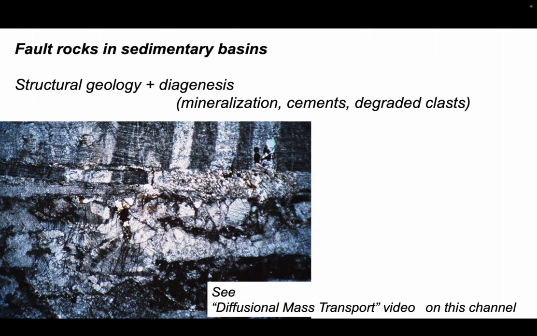So fault rocks in sedimentary basins is not just simply about the structural geology. Diagenesis is also fundamentally important, controlling mineralization in fracture porosity, as we've just seen in the carbonates, for grain cements, particularly on the broken grains that we saw in the quartz sandstones, and for preconditioning weak grains through essentially rotting of feldspars and lithic fragments into balls of clay that then can get entrained into the fault zone.